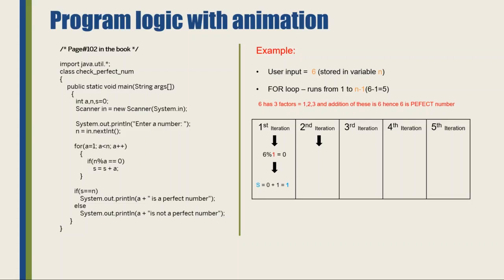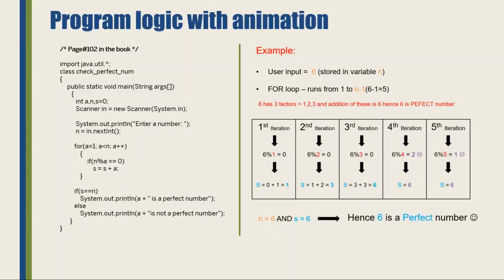In the second iteration, 6 is divisible by 2 and so the remainder is 0, and again this number is added to variable s, and this time s becomes 3. Likewise, in iteration 3, s becomes 6, and in iterations 4 and 5, the entered number 6 is not divisible by 4 and 5, and hence it is not added to variable s. At the end, the entered number n is compared with the variable s. Both have the value 6 and hence 6 is a perfect number, which is 1 plus 2 plus 3, equal to the user input.